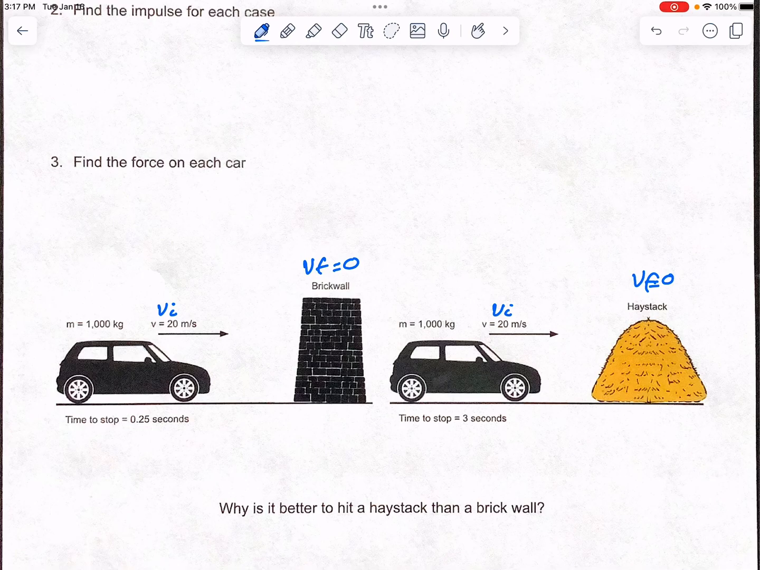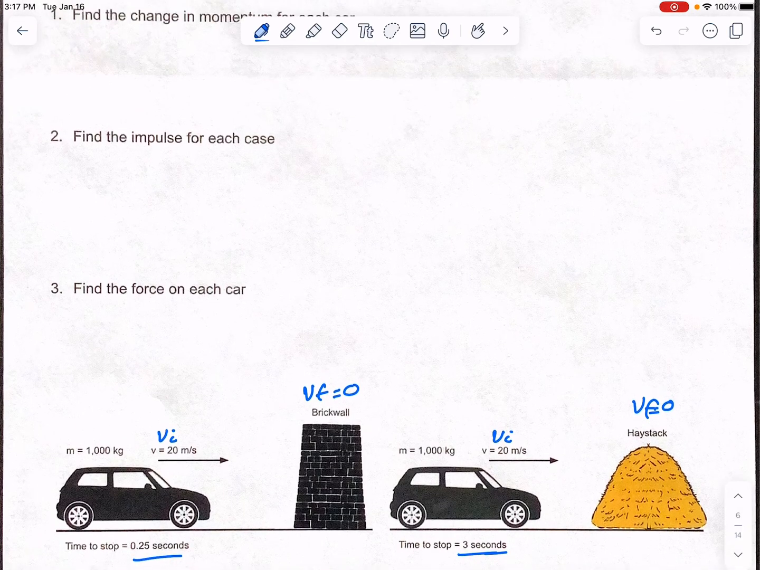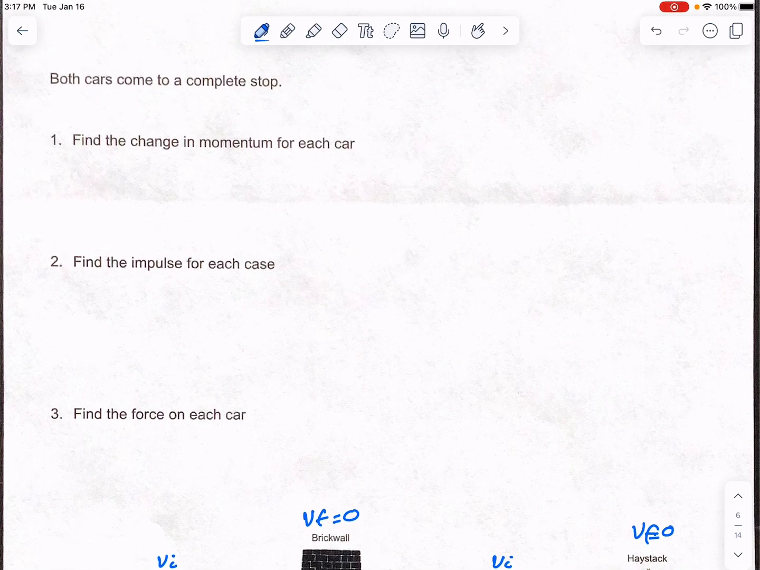Okay, and then your time. Down here you have time to stop, so it takes 3 seconds to stop when you hit the hay. It takes 0.25 seconds when you hit the brick wall. So we're going to figure out mathematically why it's not a good idea to hit a brick wall. We're going to find the change of momentum. Remember, change in P equals mass times VF minus VI. Okay, so we're going to plug in. Our mass was 1,000.